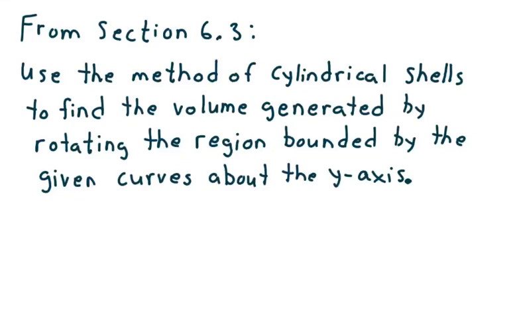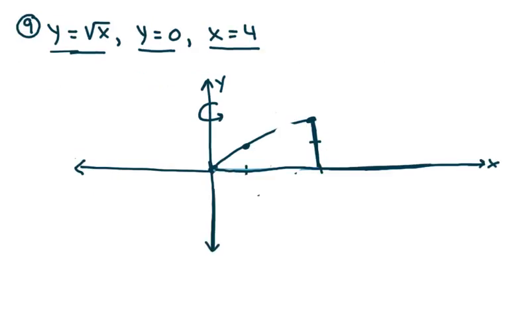This is a video from section 6.3. We're going to use the method of cylindrical shells to find the volume generated by rotating the region bounded by the given curves about the y-axis. So we're going to take a look at number 9 in the Stewart calculus textbook.